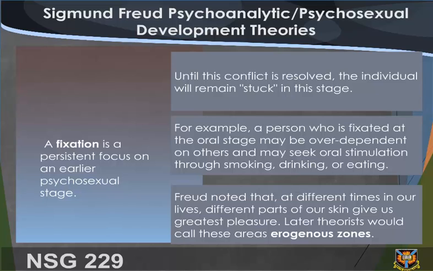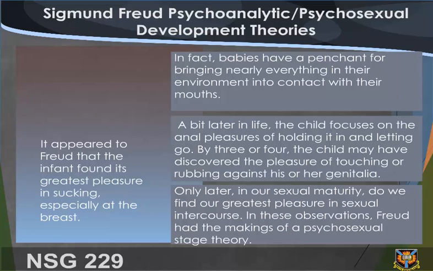Freud noted that at different times in our lives, different parts of our skin give us greatest pleasure. Later theorists would call these areas erogenous zones. It appeared to Freud that the infant found its greatest pleasure in sucking, especially at the breast. Babies have a penchant for bringing nearly everything in their environment into contact with their mouth.